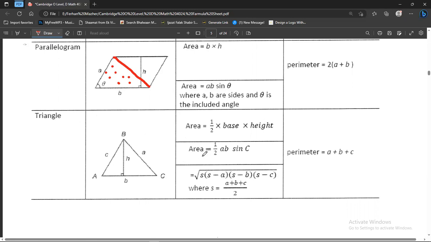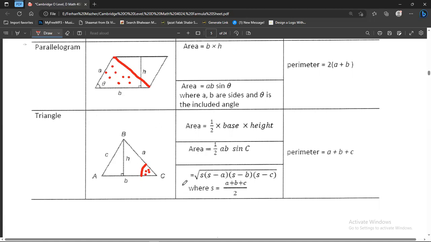Another way of finding this area is if you know the angle between two sides. If I know this angle, I can find the area of this triangle, and the formula is 1/2 ab sine c. If you know the length of the two sides of a triangle and the included angle between them, you can find the area of that triangle. The formula is 1/2 ab sine c. Both these formulae for the area of the triangle are frequently used in O-levels papers.